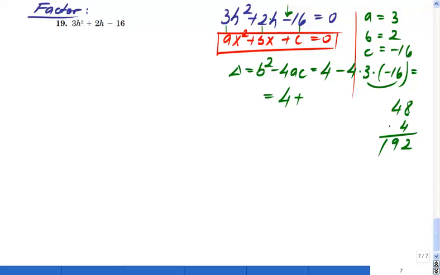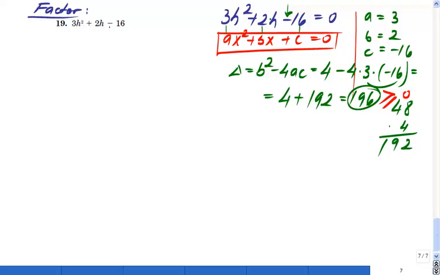4 times 8 is 32, 4 times 4 is 16, plus 3, 19. Okay, so I have 192, and 4 plus 192 is 196. We know this one is a perfect square, and the main thing I'm looking for is whether this is greater than or equal to 0. Yes, which means I have two solutions to this equation, which means this trinomial here is factorable.